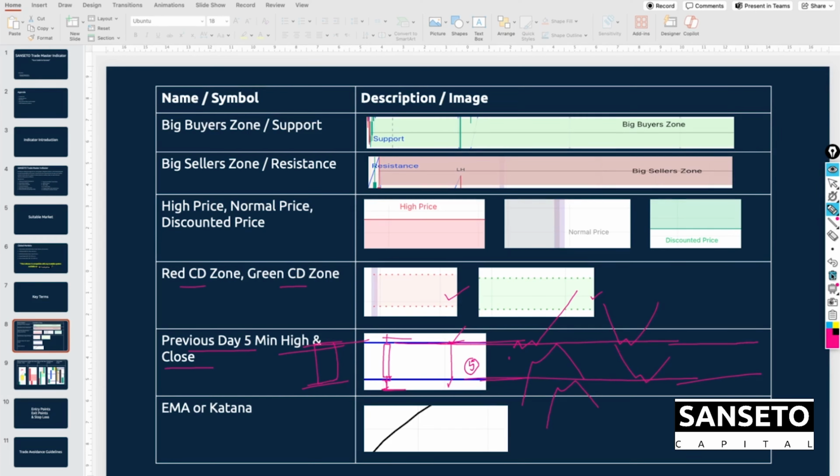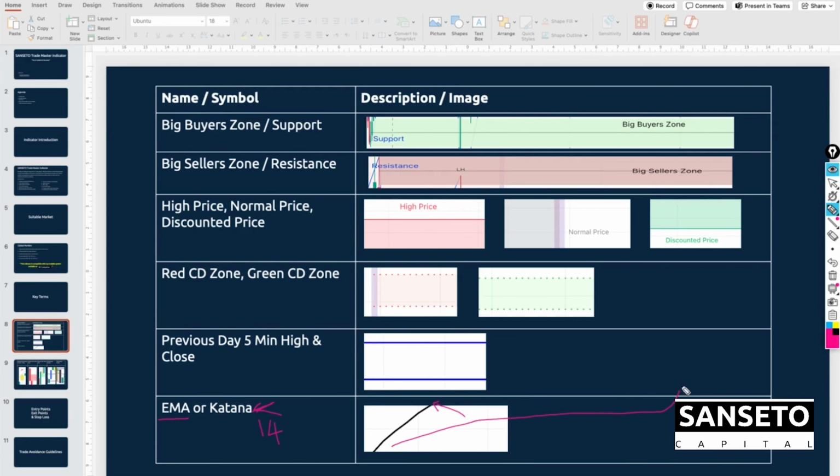And the last support and resistance is called EMA. Here we have used the 14 EMA. We call it the katana, the samurai sword. This is a very, very powerful sword. This one particular line can act as a support as long as it is respecting. If it is broken, it will become a resistance.